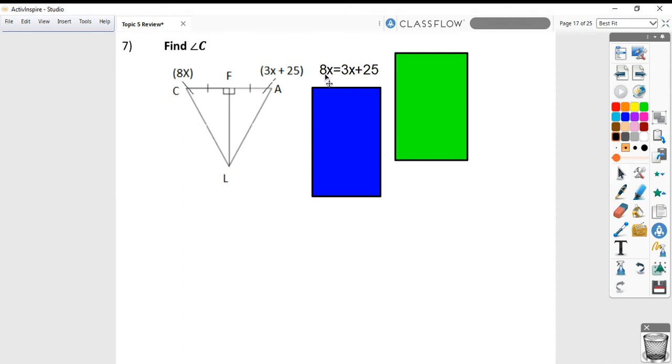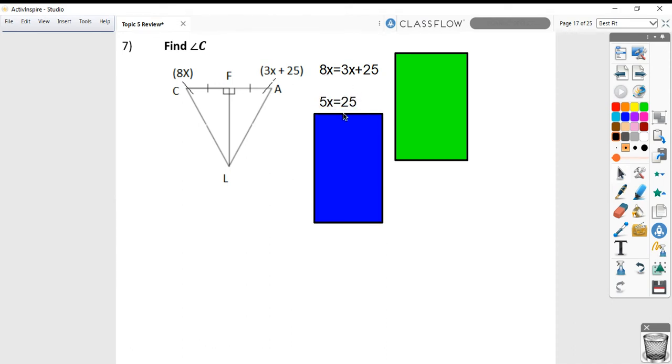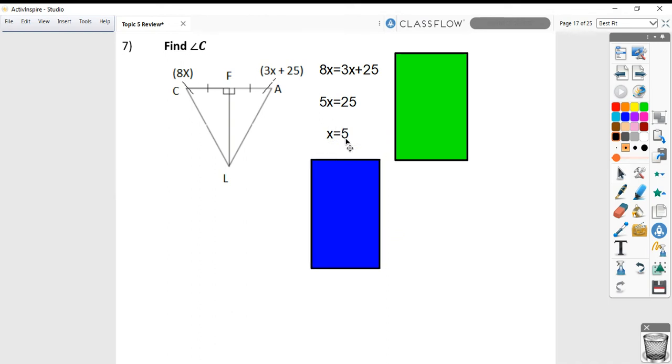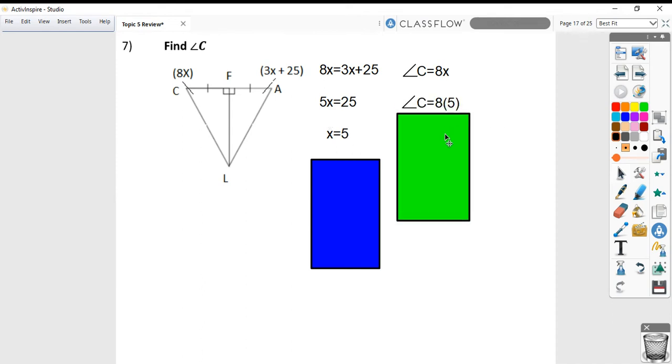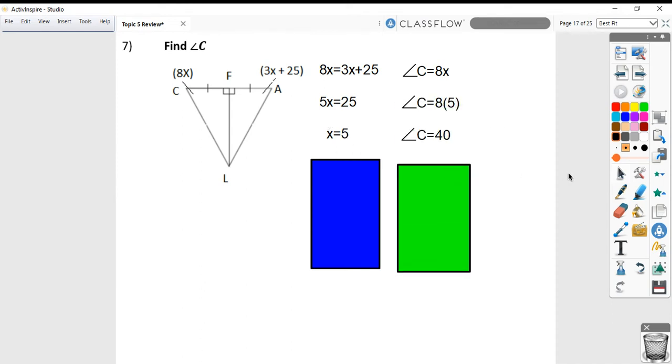This equation right here, 8x equals 3x plus 25. You move that 3x over, and you divide to get the x by itself. This is not the end of the problem. The question doesn't care what x is equal to. The question wants to know, what is angle C? So we know that angle C is 8 times x. For 8 times x, we have to turn it into 8 times 5, and that's 40. That's what the question is asking for. That's the answer it's looking for.